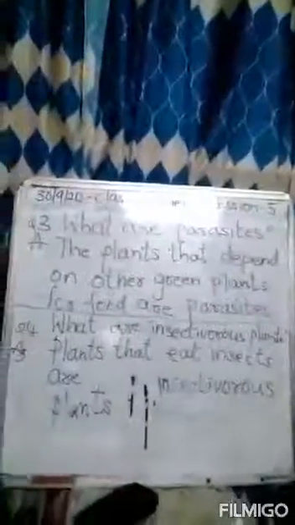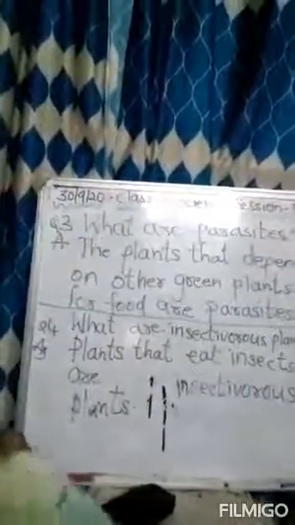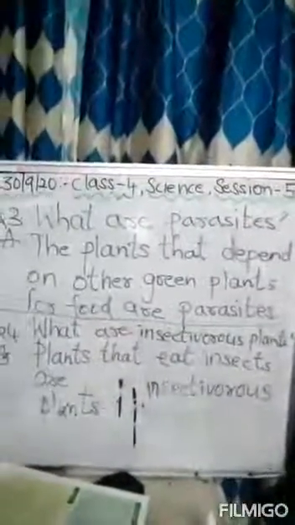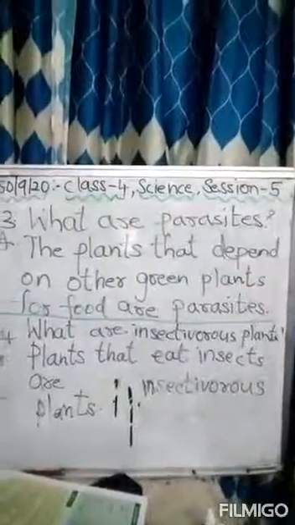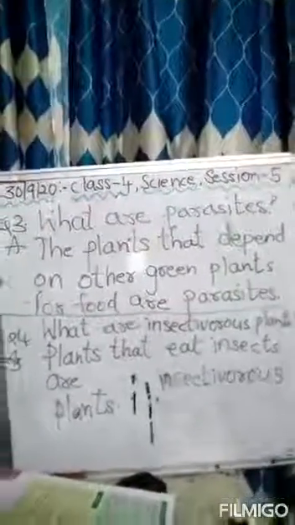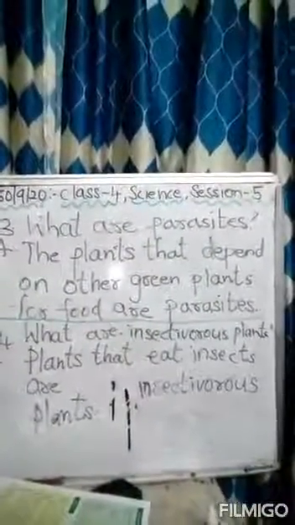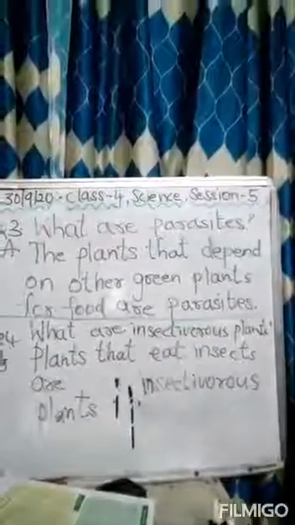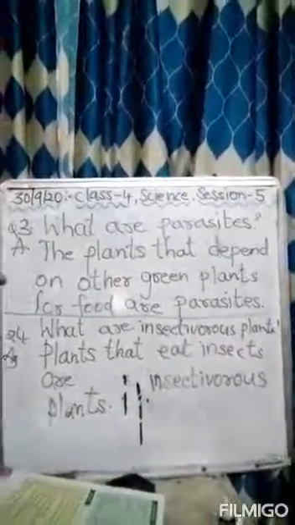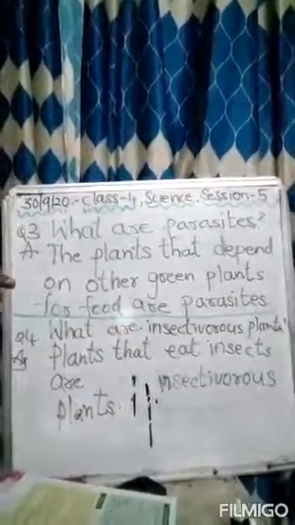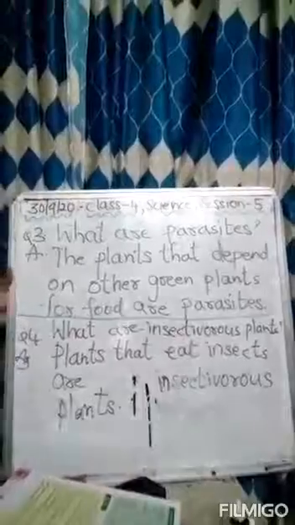This is the third question and fourth question for you. Have a close look. What are parasites? The plants that depend on other green plants only, not any other plants. They are depending only on the other green plants for food. Then these types of plants are called parasites. Now what are insectivorous plants? Plants that eat insects are insectivorous plants.